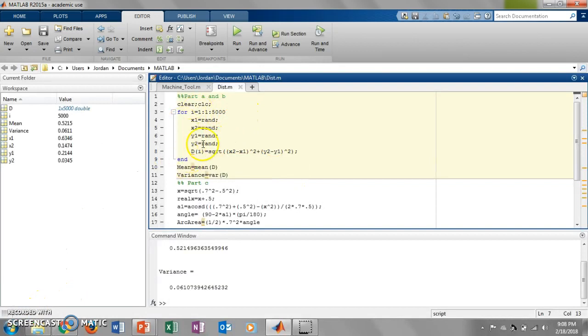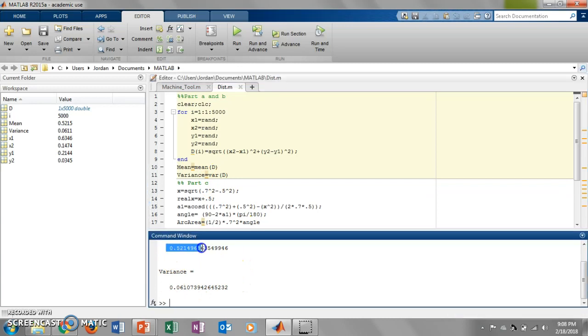So in MATLAB, this is the pseudocode written out in MATLAB. We randomly generate an x1, a y1, an x2, and a y2. We use the distance formula labeled here, and we use the mean and variance functions. As we see below, our mean is 0.52, and our variance is 0.06.